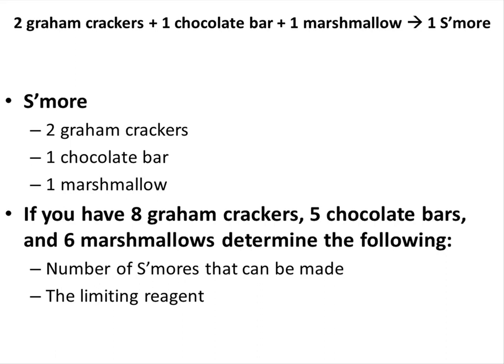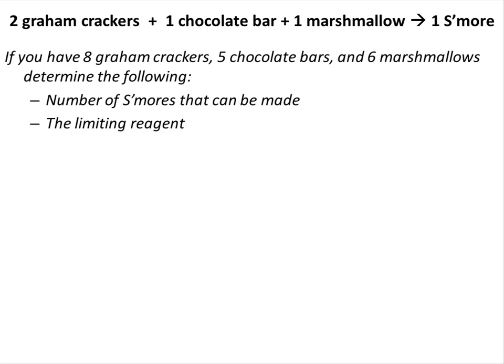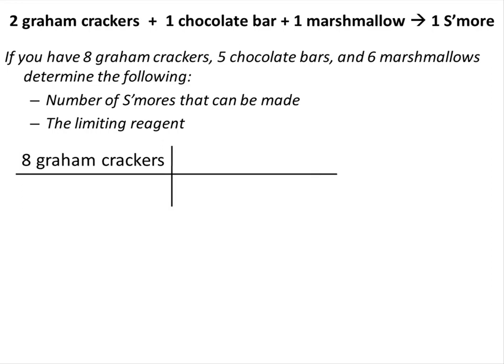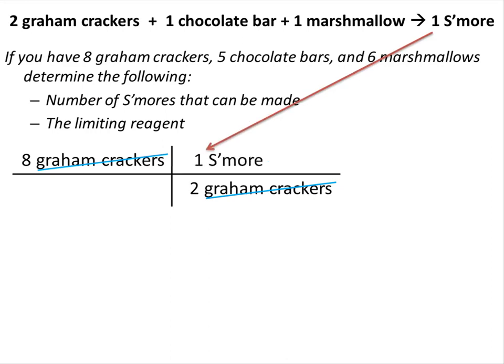Let's calculate how many s'mores can be made with 8 graham crackers. In stoichiometry, always begin with the measured amount. Start with 8 graham crackers. To convert graham crackers to s'mores, use the coefficients from the balanced equation. Write 2 graham crackers on bottom to cross-cancel the units. Write 1 s'more on top. With cross-canceling, the units we end up in, s'mores, are the units of our answer. Plug this into your calculator to get 4 s'mores.